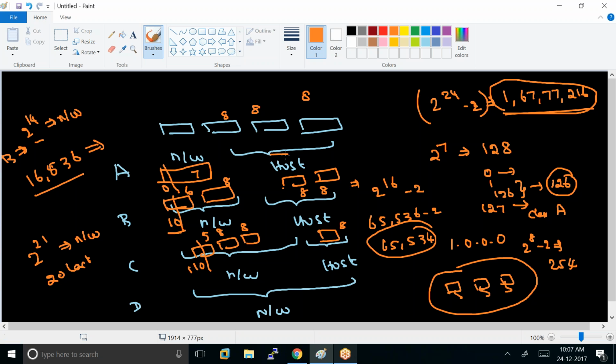Okay, here we have Class C, Class A, and Class B networks. Okay, so these are all the things associated with how many networks and how many hosts within the network. If you have any doubt here, please let me know. These are all fixed.